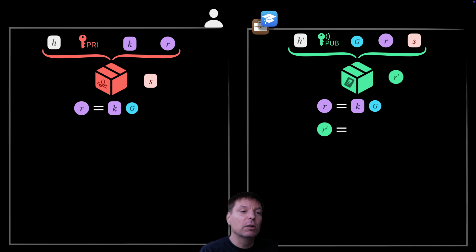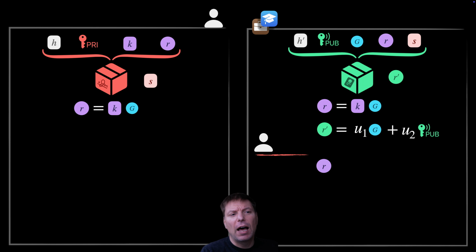And what we did is we took the generator point and added it to itself u sub 1 times, and then we took the public key and added it to itself u sub 2 times. This is actually a really creative step. Now I'm going to start thinking in terms of the client and how we are able to generate that value of R without knowing the value of k.